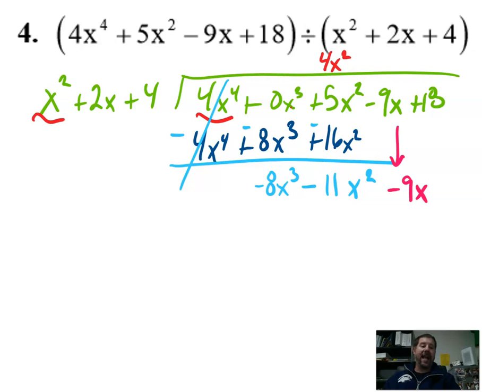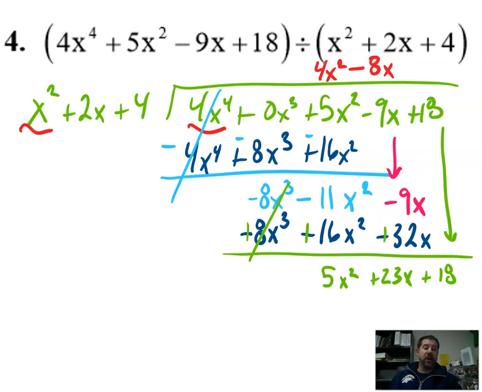What do we have to multiply x squared by to give me negative 8x cubed? Hopefully you said negative 8x. Now let's multiply and subtract. When you multiplied and subtracted, hopefully you ended up with 5x squared plus 23x plus 18. Okay, you can pause the video if you need to double check your work or copy down my work. Trying to keep this short for you boys and girls.